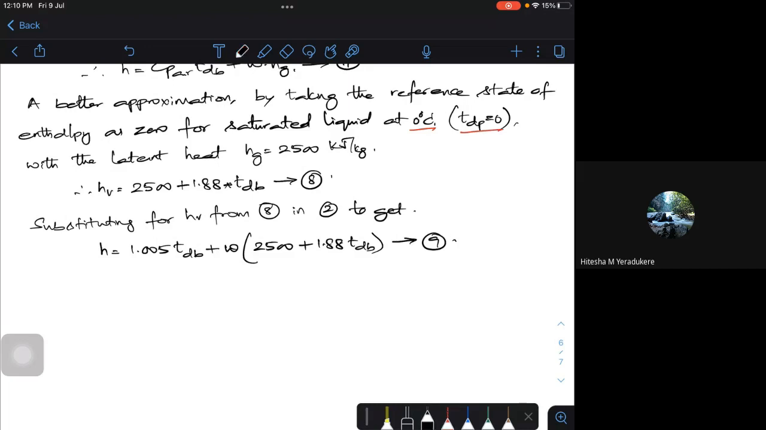My dew point is changed. So at any given point, if anyone asks you to calculate the enthalpy of the moisture, straight away I can use this particular formula and calculate the enthalpy of that particular moisture.